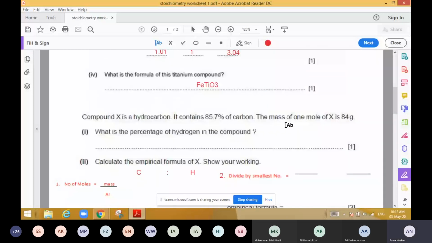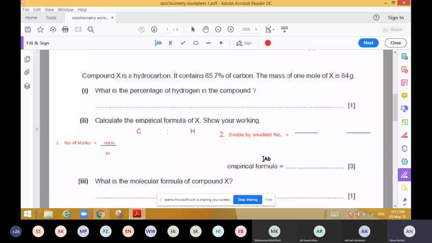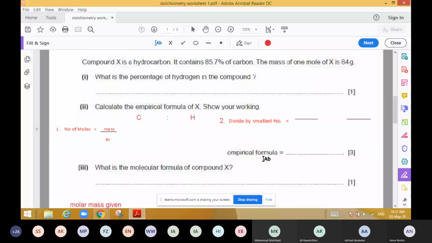For this question, I hope that you can solve it by yourself. Can you do it? How will you do it? The same thing. See over here, we have a hydrocarbon, and in that hydrocarbon, the carbon percentage is given to you. That means the rest will be hydrogen. So we just subtract the carbon percentage from 100, and we get 14.3.